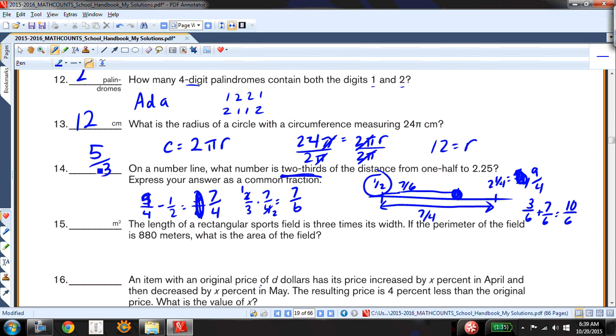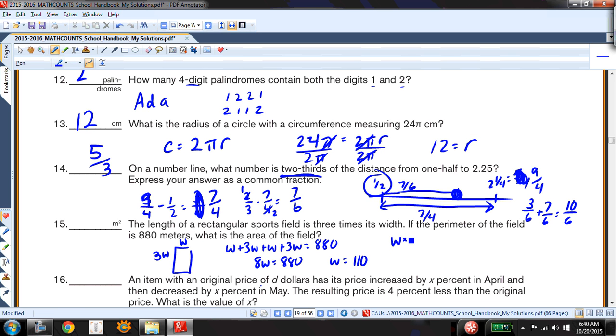The length of a rectangular sport field is 3 times its width. The perimeter is 880. What is the area of the field? So this is my field. The width is W, the length is 3W, the perimeter is 880. The perimeter is equal to W plus 3W plus W plus 3W. That's equal to the perimeter, 880, and so that's 4W, or excuse me, 8W equals 880. So W equals 110. And then I need to know what is the area.